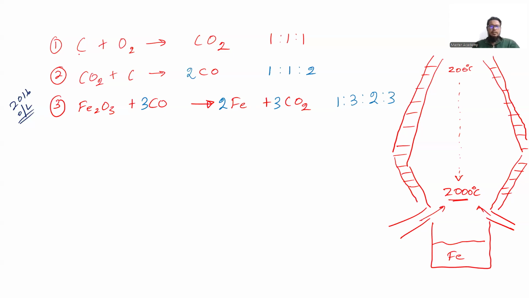Then now our main things, hurry. Coke has been used. Hematite has been used. Then why did we put limestone? How to find the ratios? Yeah.